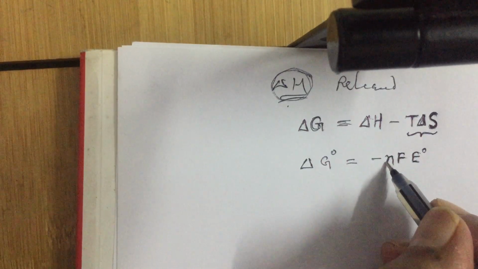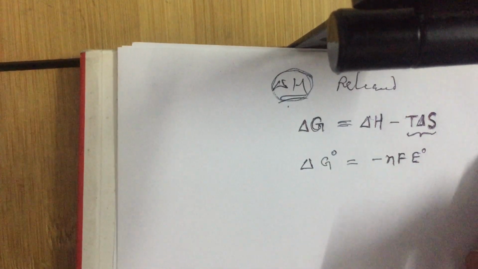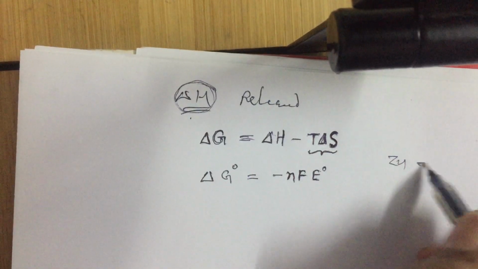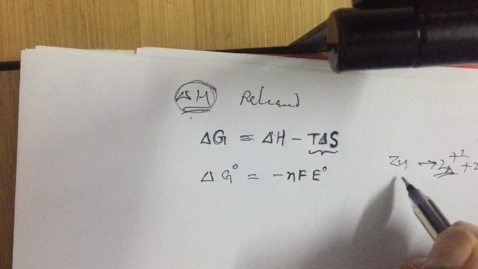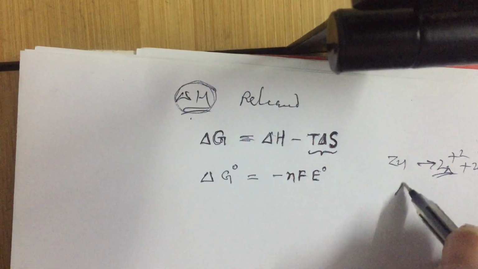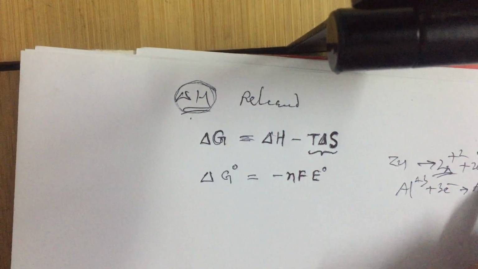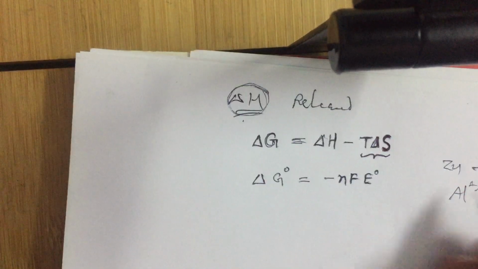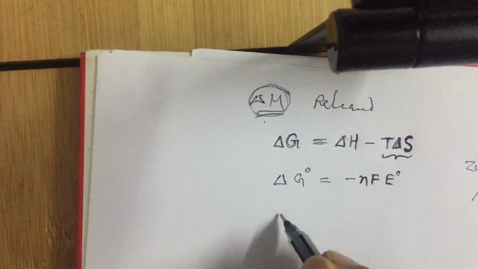n is the number of moles of electrons involved per mole of the substance reacting. For example, when Zn is losing 2 electrons to give Zn2+, the n value is 2. When Al3+ is gaining 3 electrons in another reaction, the n value is 3. So n is the number of electrons involved in the cell reaction.